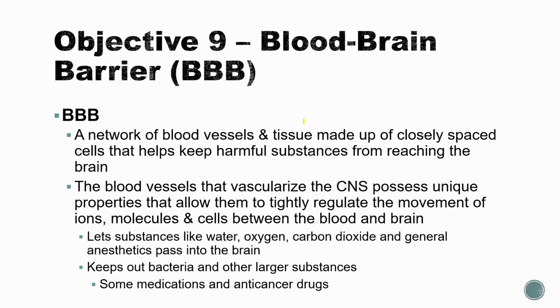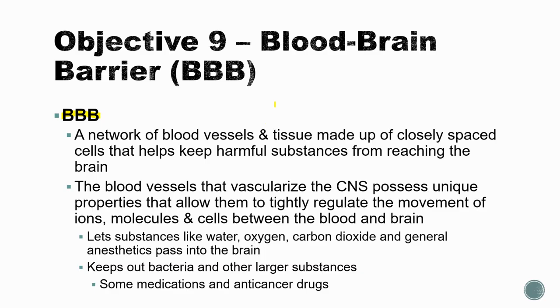And then the last objective that we're covering for this video is objective 9, which is all about the blood-brain barrier. We've actually talked about it before, but the blood-brain barrier is a way to protect the brain from harmful substances. Okay, it's about being very picky about the types of materials that are able to cross into the brain tissue from the bloodstream.